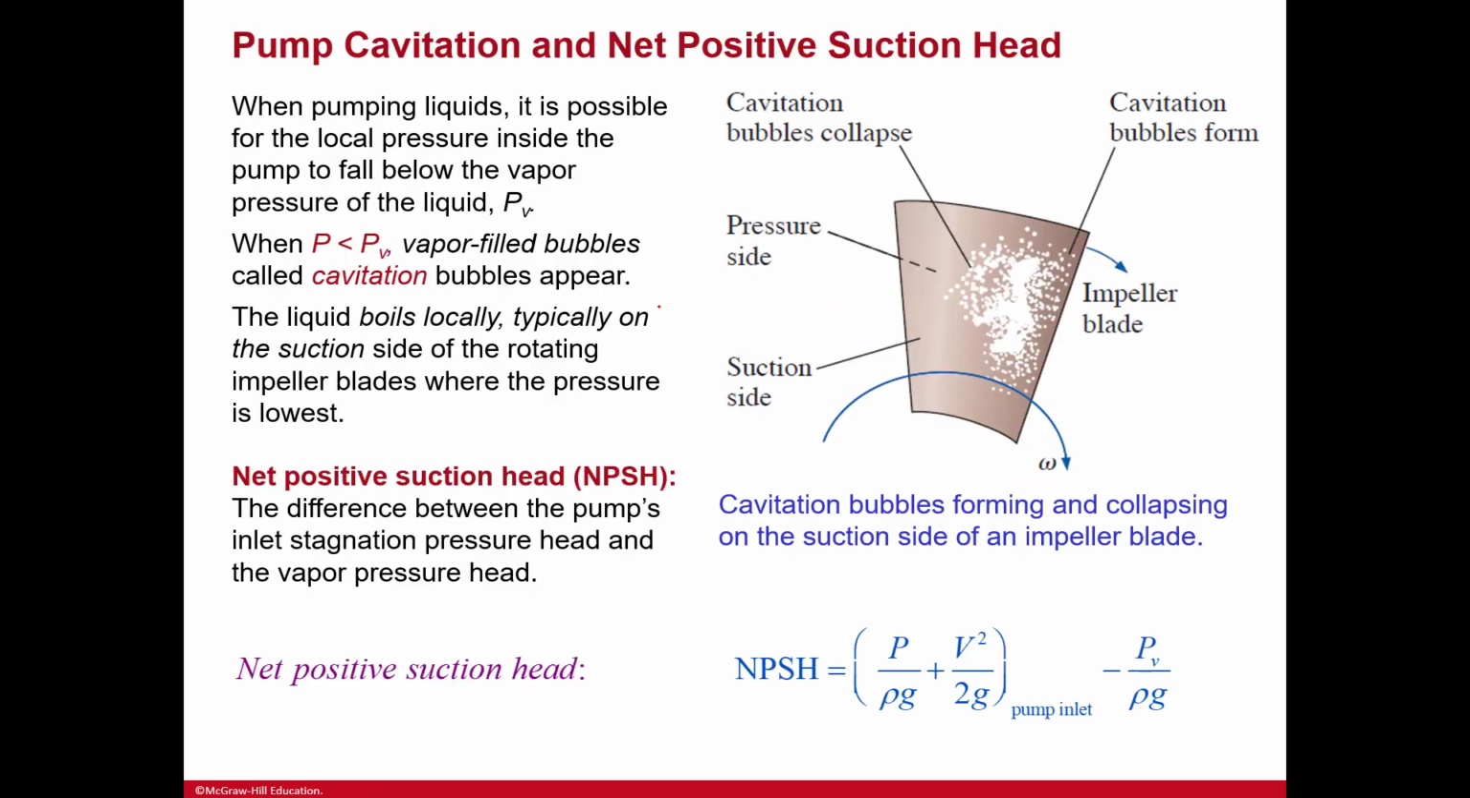Pump cavitation and net positive suction head. When pumping liquids, it is possible for the local pressure inside the pump to fall below the vapor pressure of the liquid, which is PV. And when that pressure does fall below PV, vapor-filled bubbles called cavitation bubbles appear. The liquid boils locally, typically on the suction side of the rotating impeller blades, where the pressure is lowest. Net positive suction head is the difference between the pump's inlet stagnation pressure head and the vapor pressure head. And here is the formula for that.